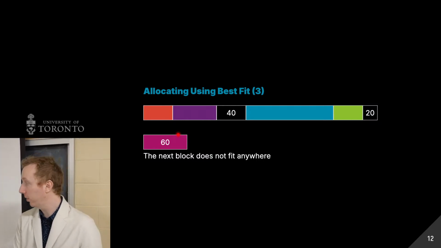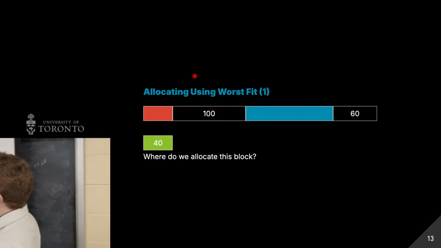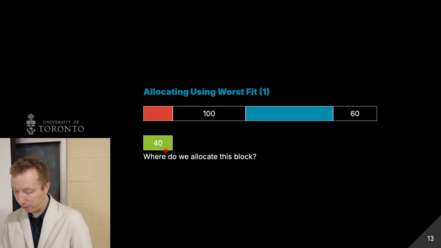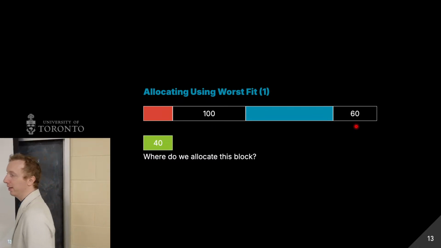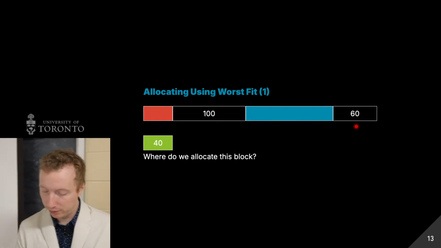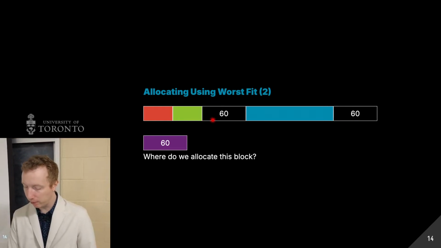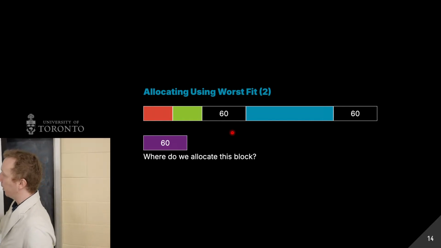Questions about that? All right, let's do it again, this time with worst fit. Worst fit finds the biggest block. So if I have an allocation of size 40, do I choose 100 or 60 if I'm doing worst fit? 100, right? I find the biggest block, so I find 100 and use 40 of it for the green allocation. That means it has 60 left. So now I have two 60 byte blocks free.